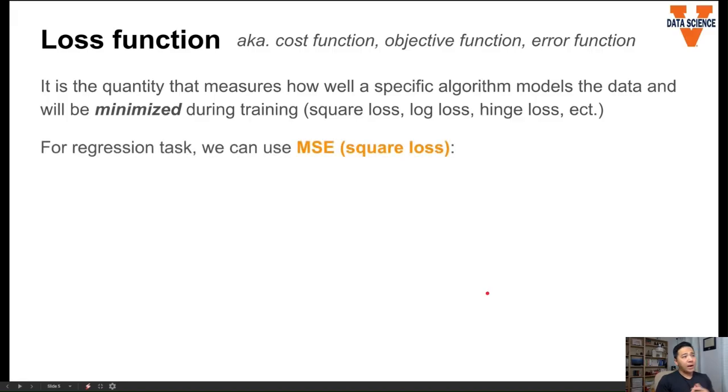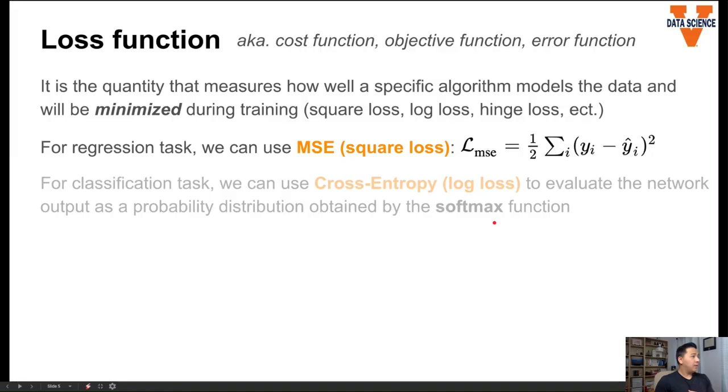Now, for regression tasks in neural nets, we use MSE or square loss. It's a very typical square loss, right? Just the square of the difference between the predicted and the actual value. And for classification tasks in neural nets, we can use cross entropy or log loss to evaluate the network output. And typically, if you use the softmax function like I talked about last time, your output is going to be a probability distribution. So it works really well with cross entropy.